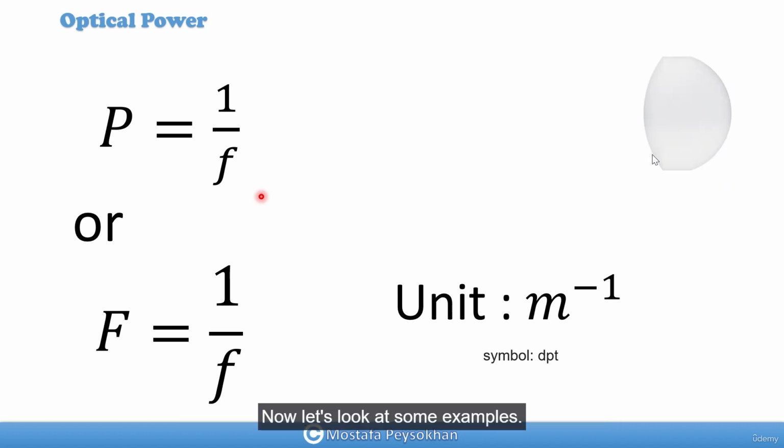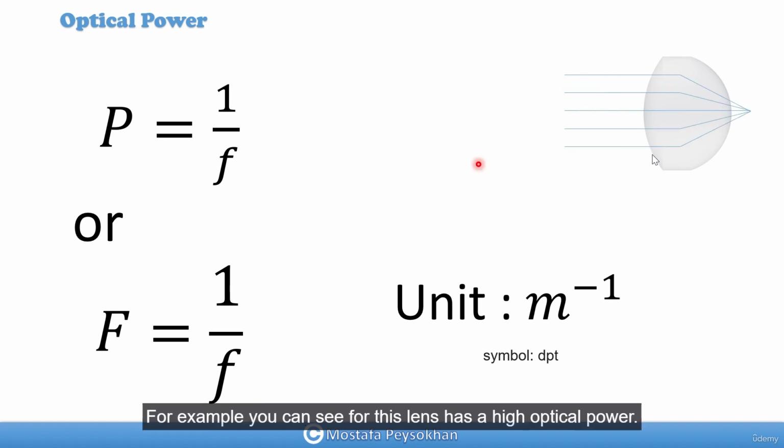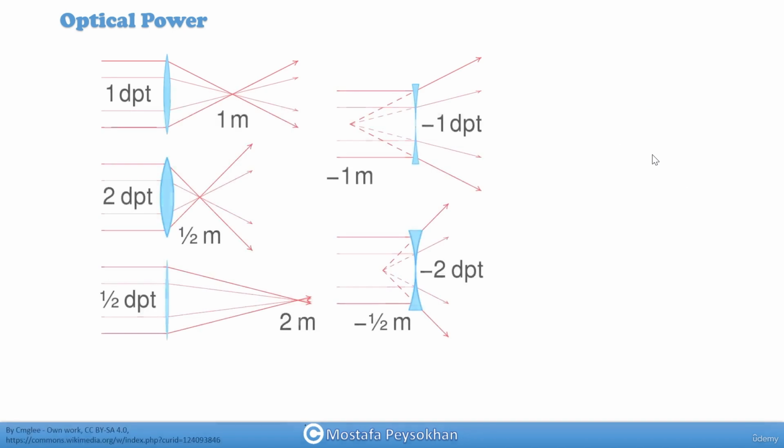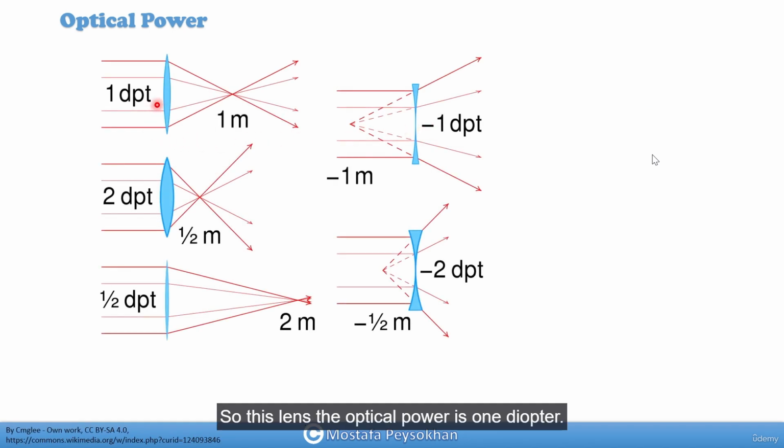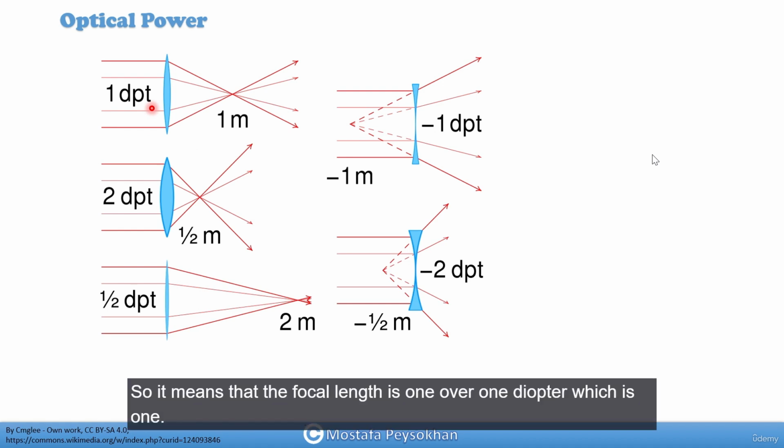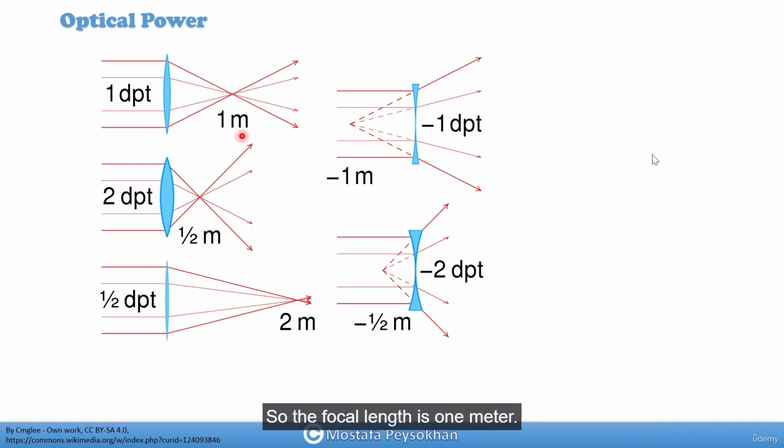Now let's look at some examples. You can see this lens has a high optical power. The optical power is 1 diopter. So it means that the focal length is 1 over 1 diopter, which is 1 meter. 1 over 1 meter is equal to 1 diopter. The focal length of this lens is half a meter. So 1 over half a meter is 2 diopter. The focal length of this lens is 2 meter. 1 over 2 is equal to 1/2 diopter.